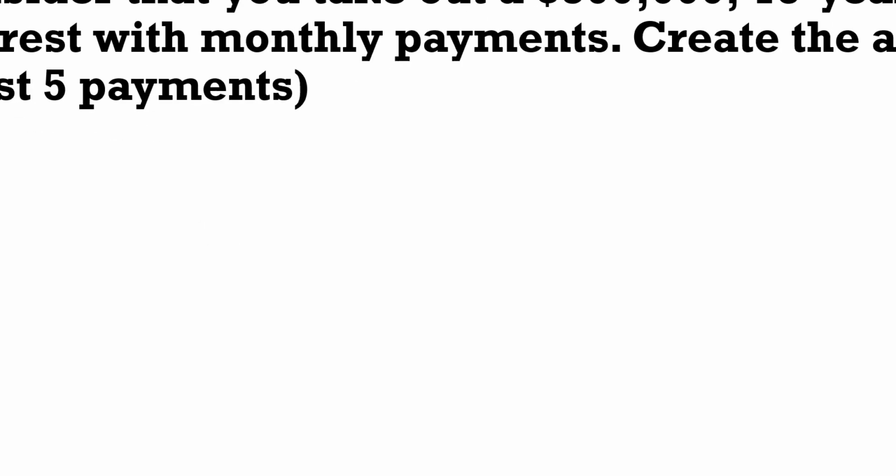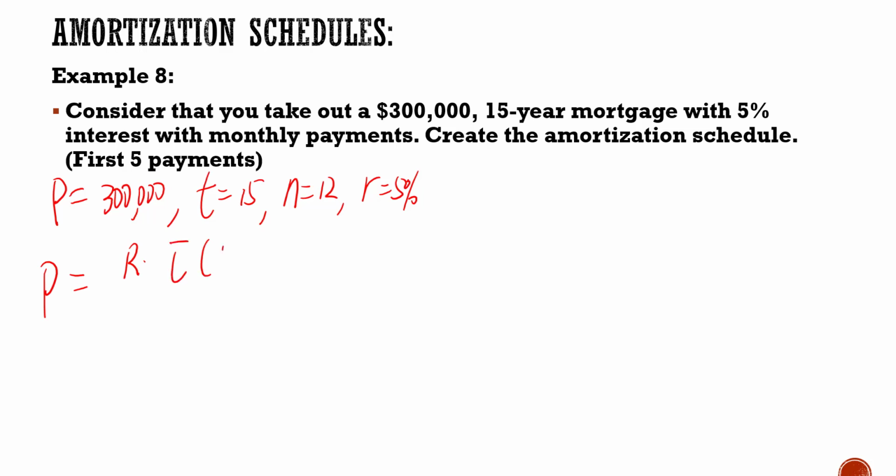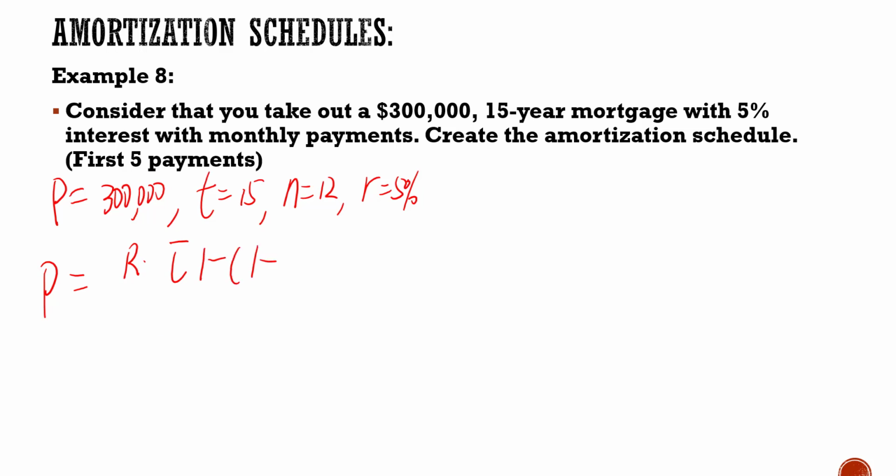So present value of an annuity: $300,000 for 15 years. The compounding period is 12, the rate is the same 5%. Now we're still solving for the regular payment. Let's write down the formula first. And one more time, we're plugging in all the numbers.